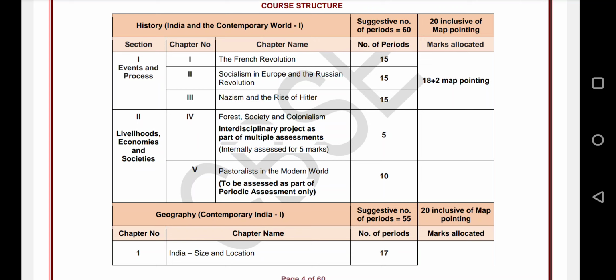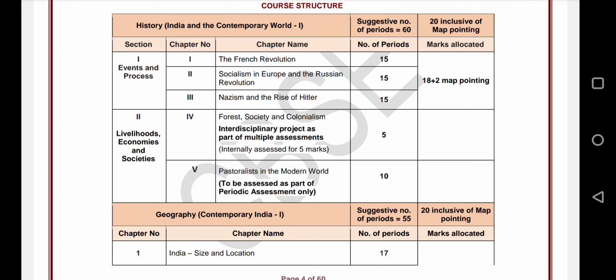Then we have 2 more chapters which are related to livelihoods, economies, and society. At that time when we are learning all these processes and events in the first unit section, we'll be learning about Forest Society and Colonialism in India and in the other parts where these European powers were ruling. So we'll be learning about them, but as you can see it is written that this chapter, the 4th chapter, is going to be part of an interdisciplinary project.